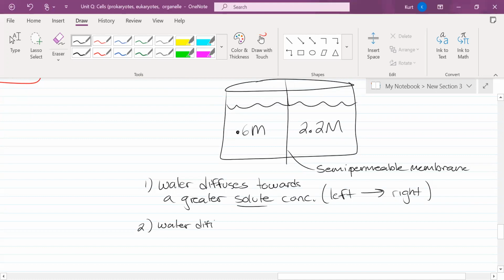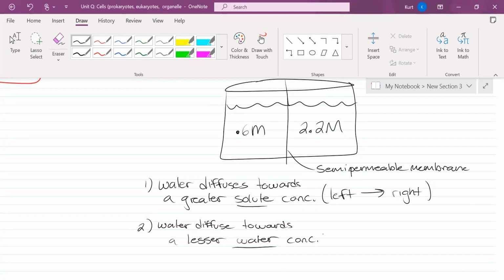Water diffuses towards a lesser water concentration. And Emma, which side did you say has less water, the left or the right? The right. So which way will water diffuse, left to right or right to left? Left to right. That is correct. See, it's the same outcome, and there's just 2 different ways to explain it. Good job.